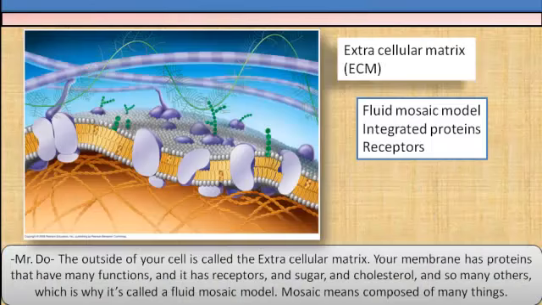The outside of your cell is called the extracellular matrix. Your membrane has proteins that have many functions, and it has receptors and sugar, cholesterol, and so many others, which is why it's called the fluid mosaic model. Mosaic means composed of many things.